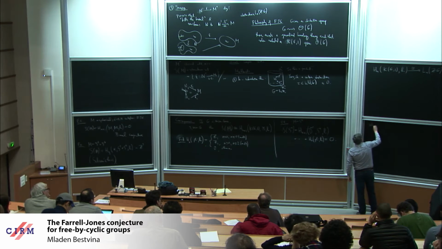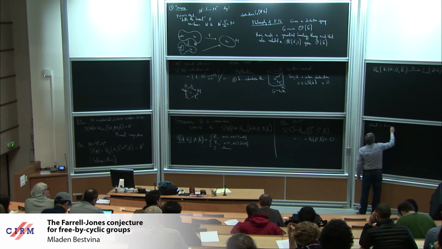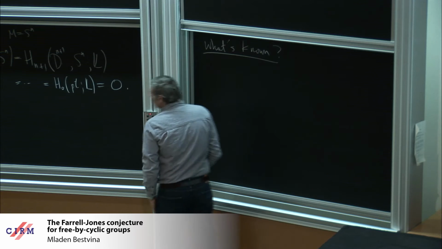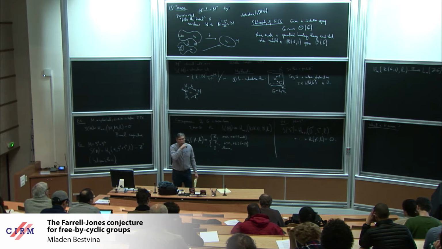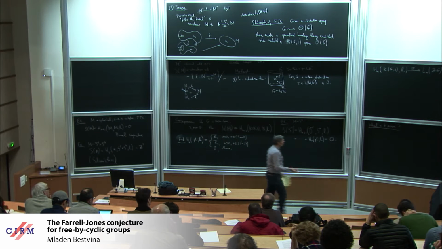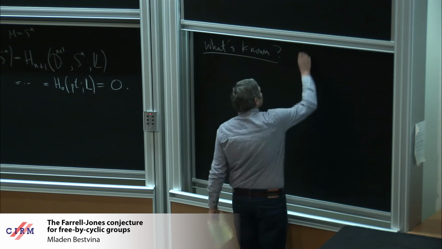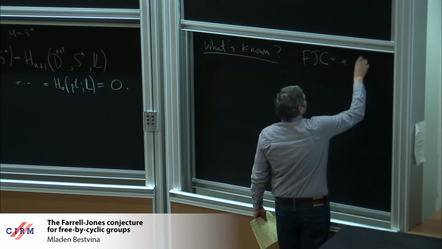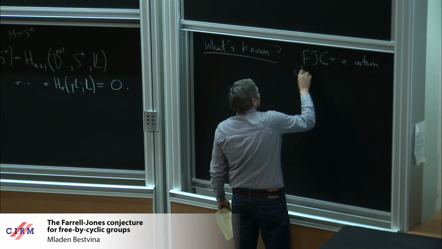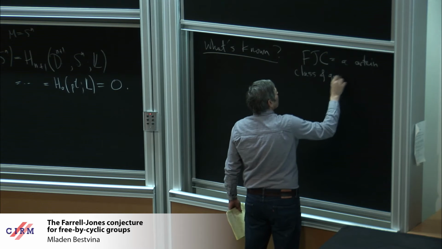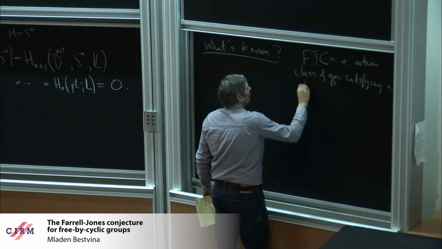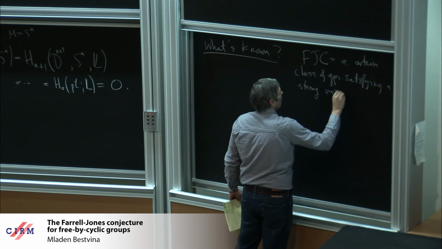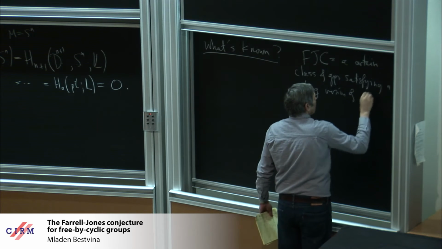Okay, what's known? Okay, so they cleverly set up the theory so that you can actually pass to subgroups and finite index supergroups. So there's some class of groups that they define. Okay, so FJC is a certain class of groups satisfying a strong version of the Farrell-Jones conjecture. I won't get into the details here.